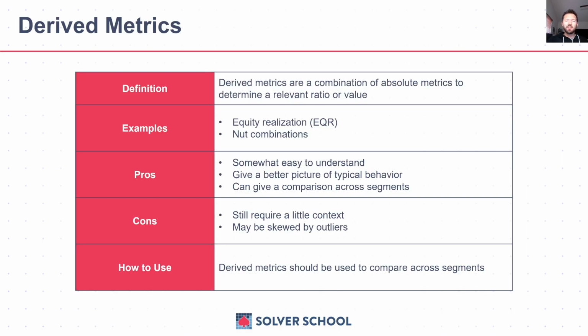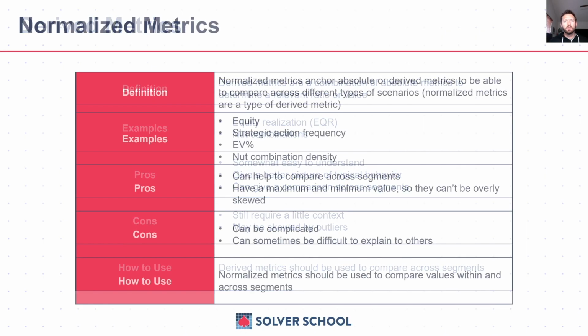Now, the pros are that these are somewhat easy to understand and they can give a better picture sometimes of typical behavior, and they can also give you a comparison across segments, but they do still require a little context. So going back to nut combinations, that does require context in understanding the overall size of one range versus another. And these also can be skewed a little bit by outliers. But ultimately, derived metrics should be used to compare things across various segments.